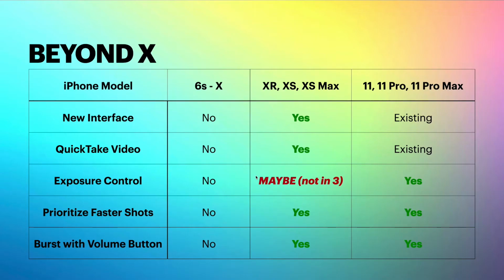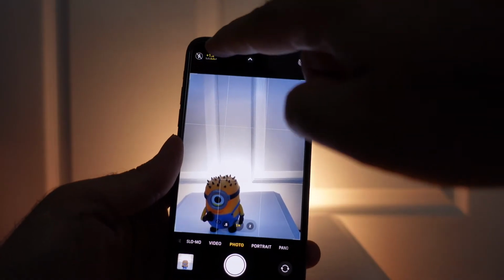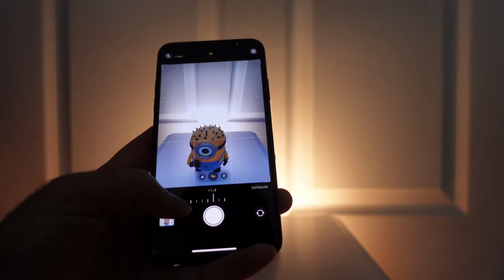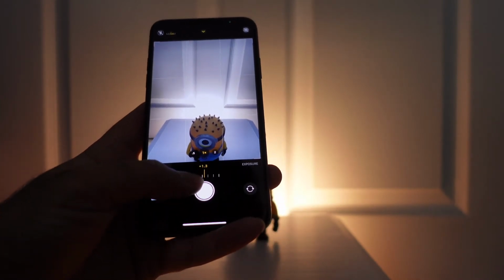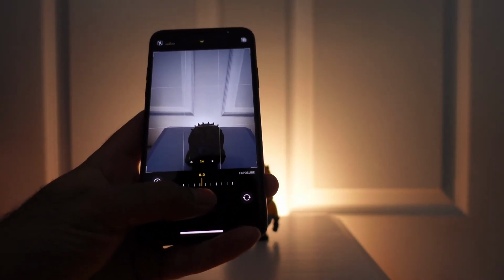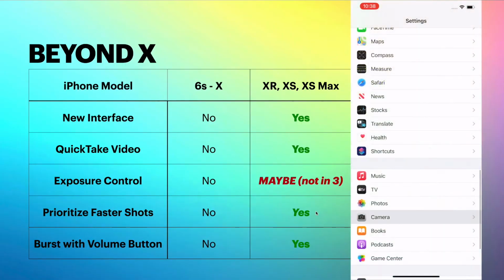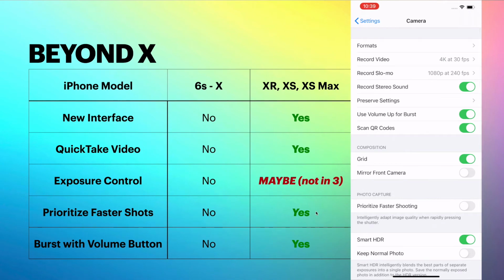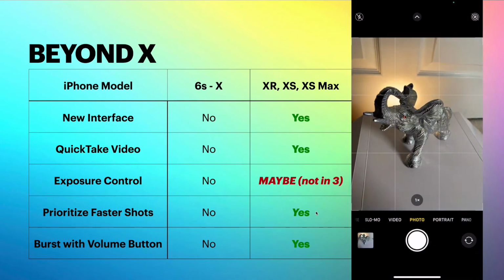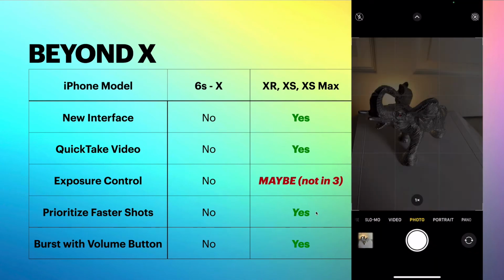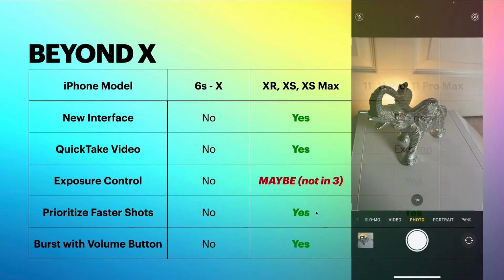We're also supposed to be seeing exposure control, which is new to the iPhone 11s as well, where we can change the exposure compensation. I also have talked about this in a previous video that I'll link here. We're also supposed to be seeing faster shots, which I've tested. And this is not burst images, this is just tapping the shutter button as fast as you can and getting more photos out of it. And this is a big improvement if you just want to smash the shutter button over and over again.